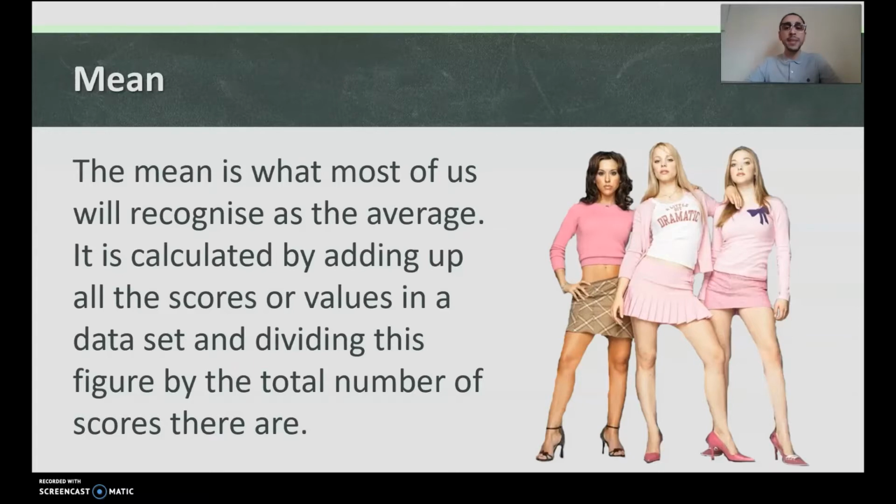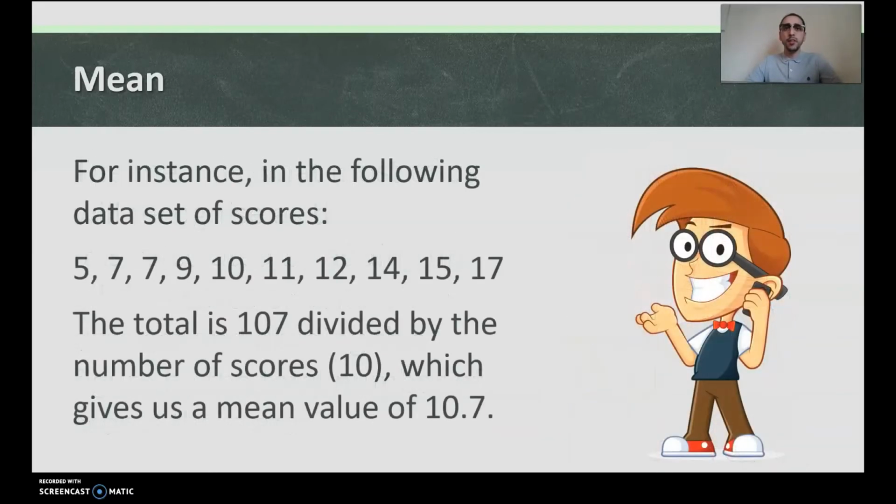If I was to find out the mean score in the last research methods test, I'd add up everybody's scores, if there was, let's say, 25 of us, and then divide that by 25 to get the mean. For instance, in the following data set of scores, 5, 7, 7, 9, 10, 11, 12, 14, 15, and 17, the total is 107. You divide it by the number of scores. There are 10 numbers there, which gives us a mean value of 10.7.